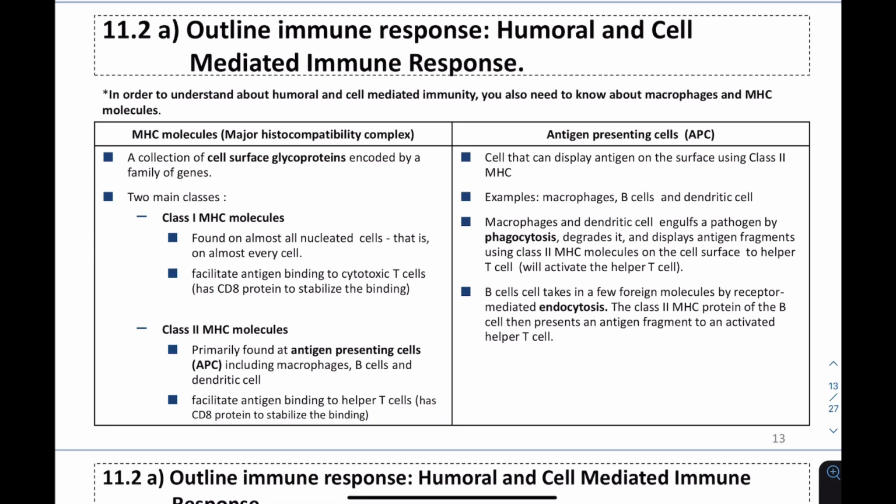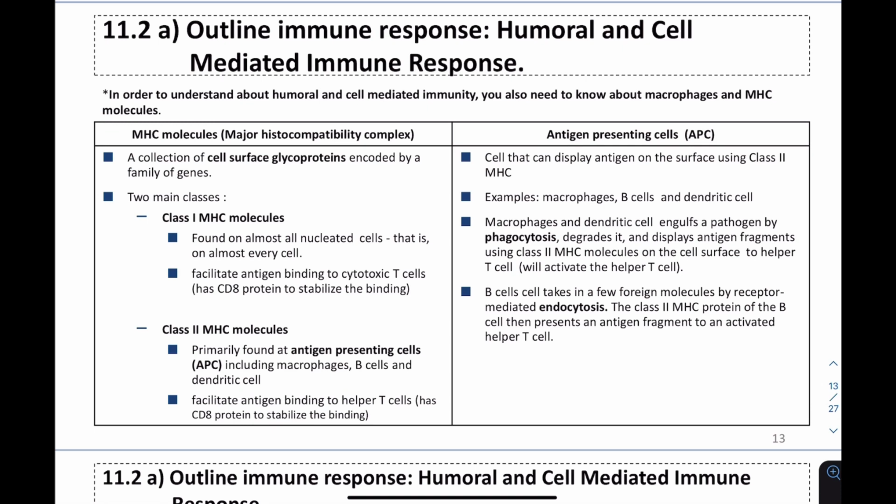So basically class 1 MHC antigen yang mereka present itu nanti kemudiannya akan bind dengan cytotoxic T cell, itu untuk class 1 MHC. Kalau class 2 MHC yang boleh dijumpai on the surface of antigen presenting cell, mereka akan bind dengan helper T cell. Okay, mereka akan bind dengan helper T cell.